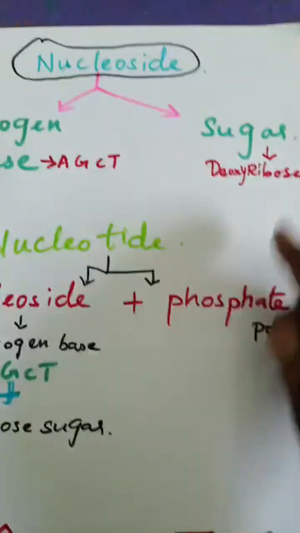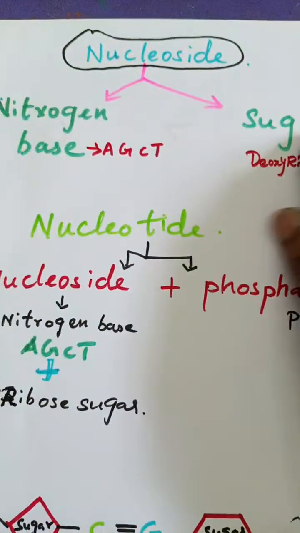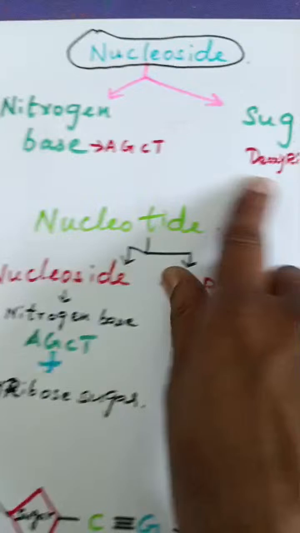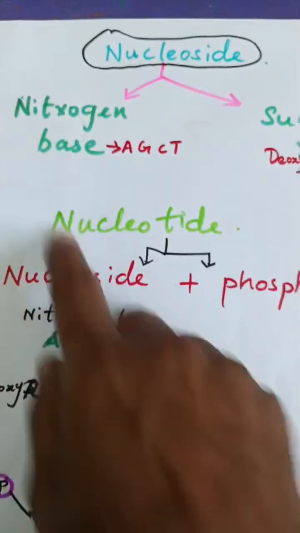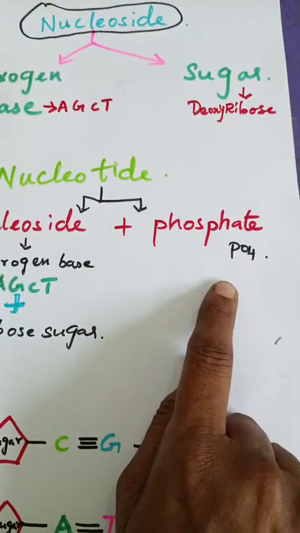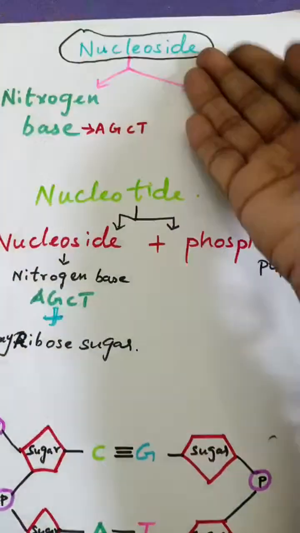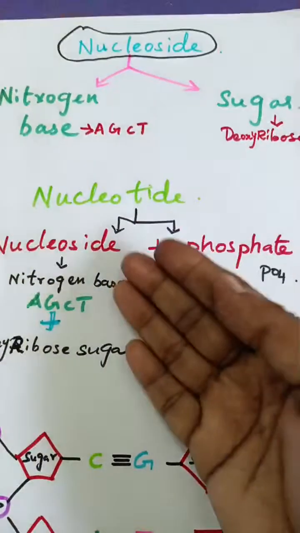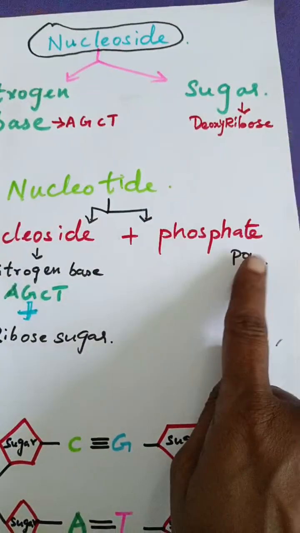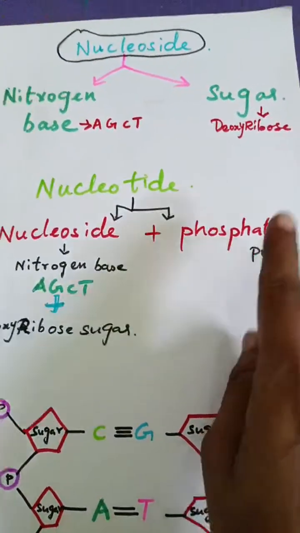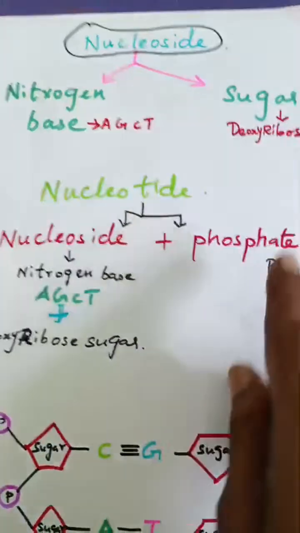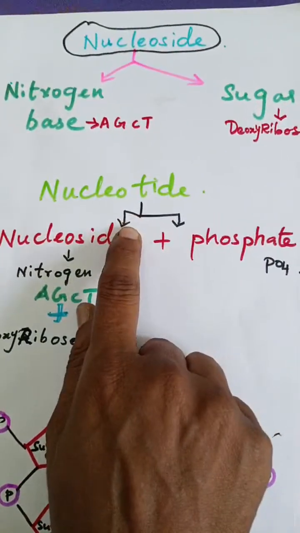And we have studied what a nucleoside is. I told you that the deoxyribose sugar forms a link with the nitrogenous base, and this nitrogenous base again forms a link with the phosphate group, and that is the nucleotide. So a nucleoside is different from a nucleotide. What is the difference between nucleoside and nucleotide? Only the phosphate group. If the phosphate group is not there, it is known as a nucleoside. If the phosphate group is there, it is known as a nucleotide.